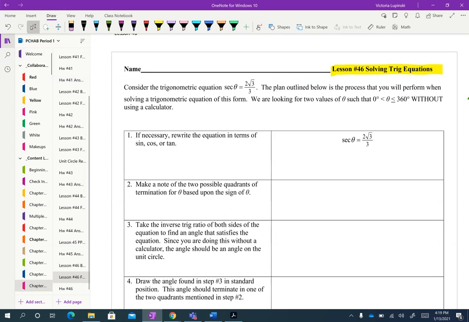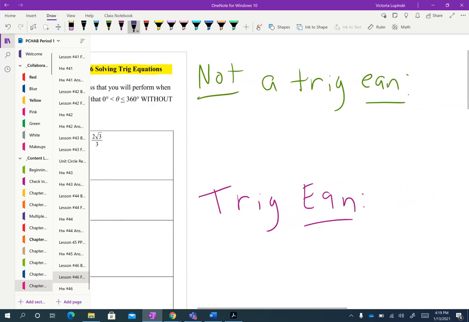All right, welcome everybody. Today we're going to talk about lesson number 46, and this is all about solving trig equations. Before we actually get into solving trig equations, I want to just point out really quickly on the side here, which you could jot down anywhere in the white space, the main difference between something that is not a trig equation and something that is a trig equation.